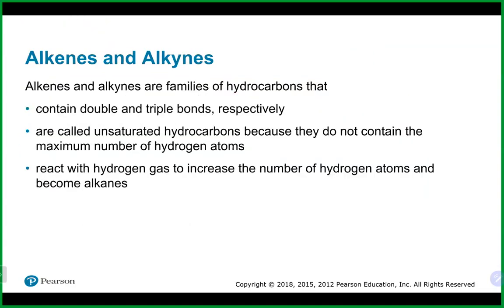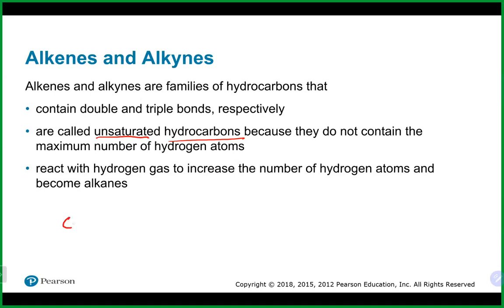So alkenes and alkynes are hydrocarbons because they do contain the double bond or triple bond. And as we were just talking about, obviously you need to sacrifice those hydrogens. They are what are referred to as unsaturated hydrocarbons. They are unsaturated because they do not have the maximum number of hydrogens. They react with hydrogen gas to increase the number of hydrogen atoms and become alkanes. That is what we were just talking about today with the hydrogenation reaction.